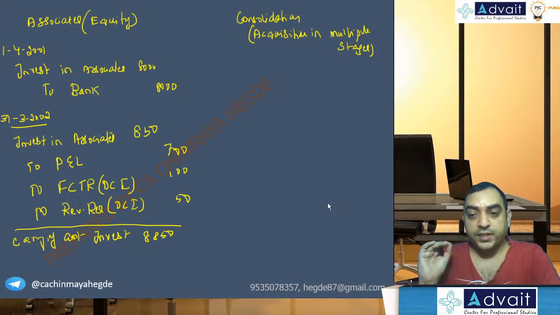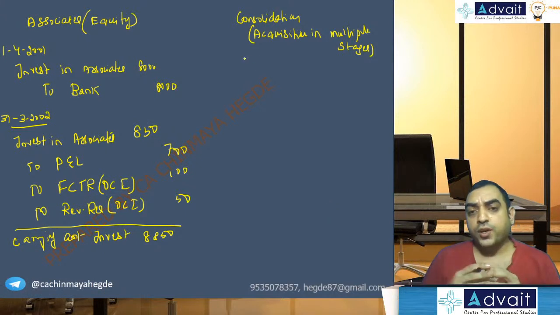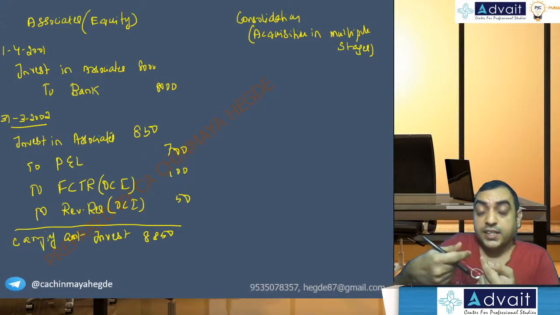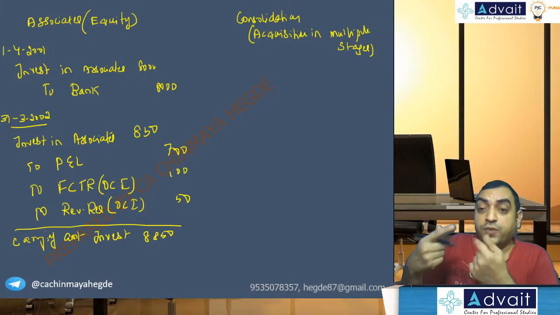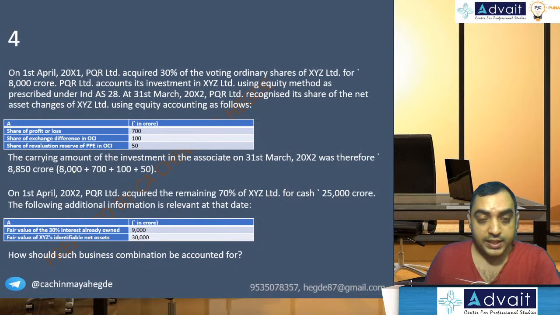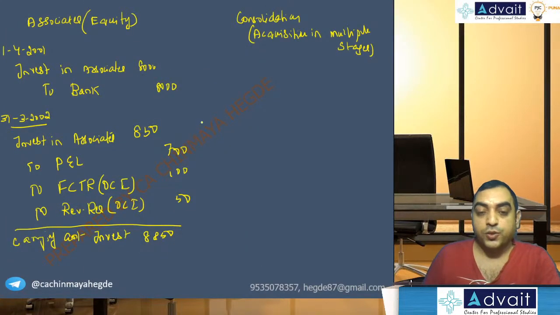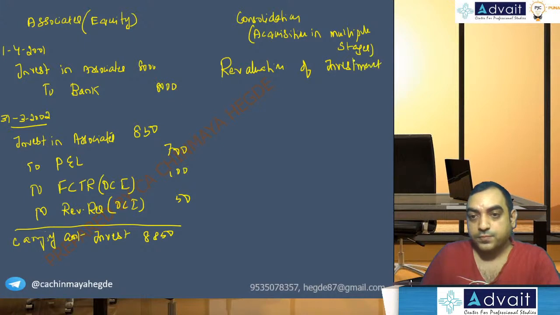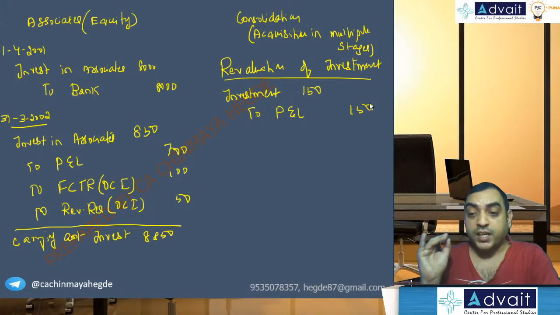Okay. So, hope you got it. Equity method. Now let's come to consolidation. What is consolidation? I told you earlier, when you acquire in multiple stages, previously acquired investment should be reassessed at fair value. The fair value they have given is fair value of 30% owned 9,000, but what is the book value? 8,850. So revaluation of existing investment, that is investment account debit. 8,850 should become 9,000, means 150 to P&L. So now investments will become 9,000.